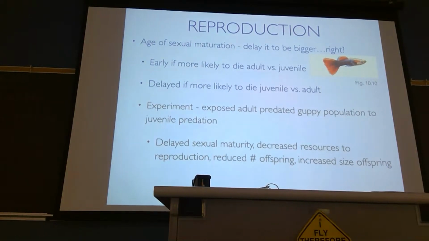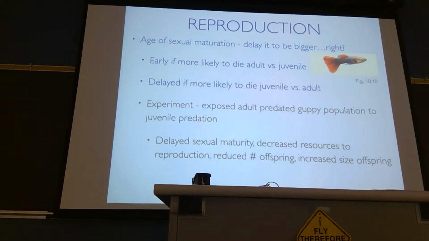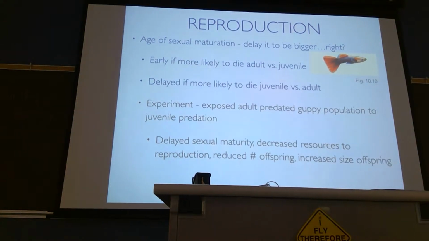And so they tend to reproduce early if they're more likely to die as an adult than as a juvenile. You have to go hard, fast, soon, or else you're going to die as an adult. So do that. Don't wait to get big and make lots of babies. Do it now, fast, because you aren't going to get to be big and make lots of babies.